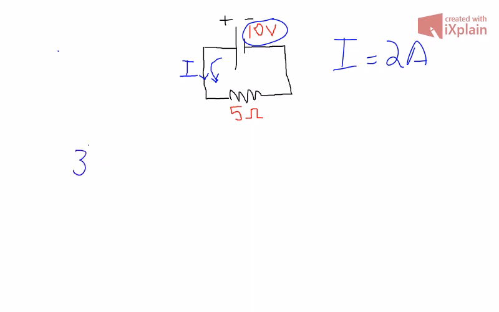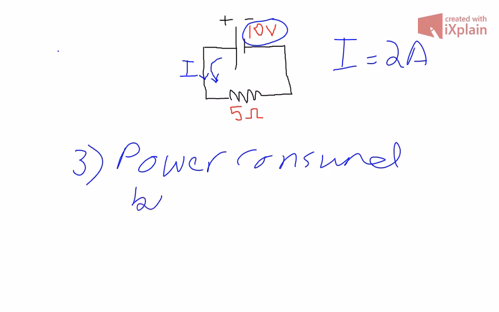The third question they're going to ask you is going to be, what is the power that is being consumed by the 5 ohm resistor? Now remember, what is the formula for power? Power is equal to simply voltage times current. Okay, do we know the voltage? So now remember one thing, what is the voltage here again?